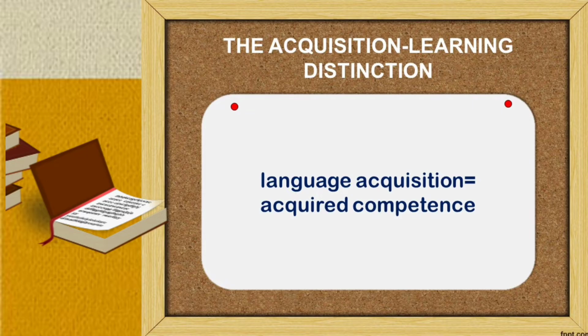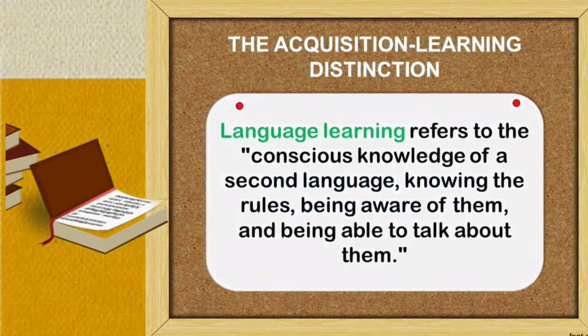We are generally not consciously aware of the rules of the languages we have acquired. Instead, we have a feel for correctness. Grammatical sentences sound right or feel right, and errors feel wrong, even if we do not consciously know what rule was violated. Language learning refers to the conscious knowledge of a second language, knowing the rules, being aware of them, and being able to talk about them.